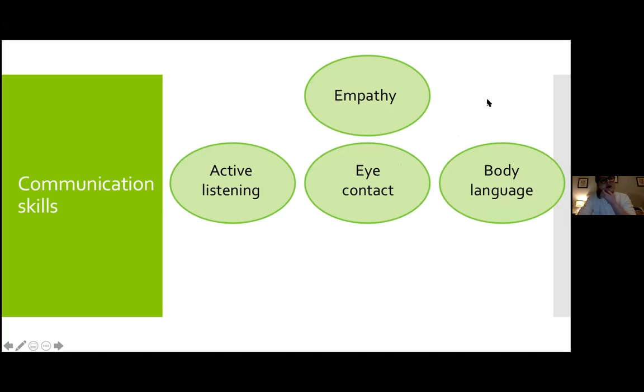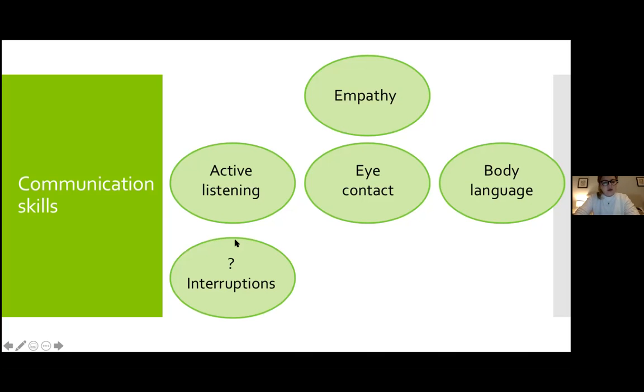Sorry, my Zoom's covering this, but body language, that's next. So body language is really important. At the beginning, I'd make sure you have really open body language. And then as you go through the consultation, it's really good to mimic what the patient is doing. So if they lean forward a bit, lean forward. Examiners will really like that.